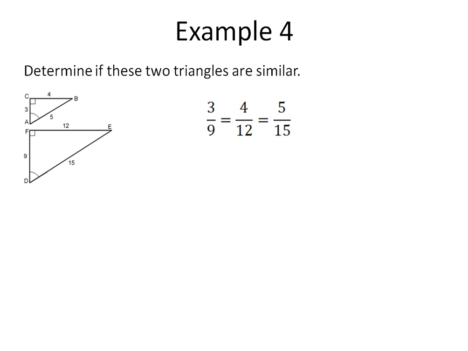And since we have two of the angles marked the same, that means that all three angles have to be the same between them. Okay, so 3 to 9 are one set of corresponding sides, and we need to know if that's equal to 4 to 12 and 5 to 15. Okay, so we reduce all these fractions. We get 1/3 is equal to 1/3 is equal to 1/3. So that checks out, and that means that these two triangles are similar.